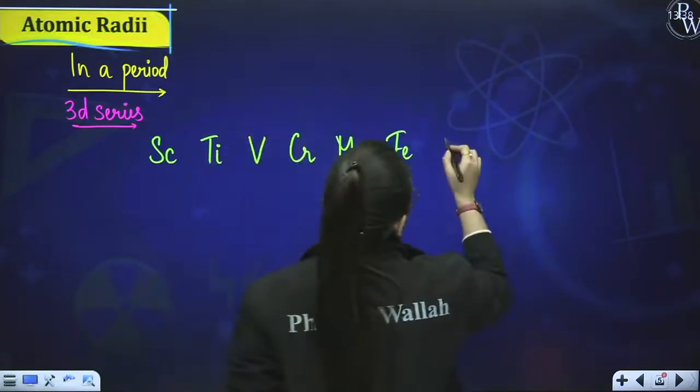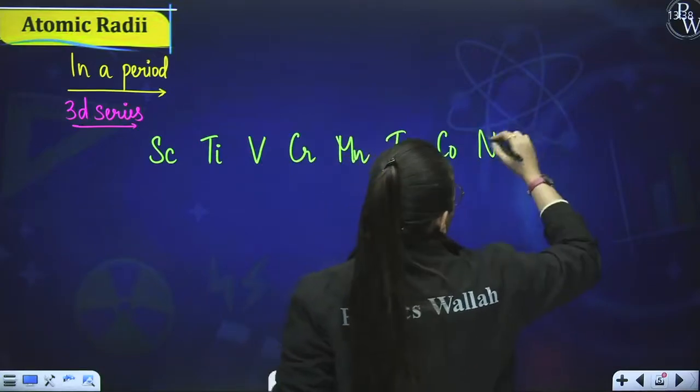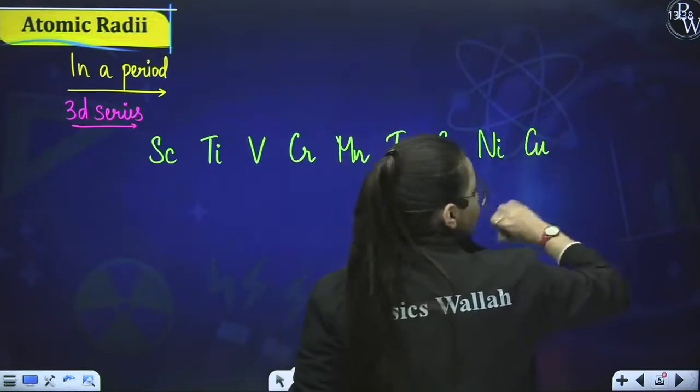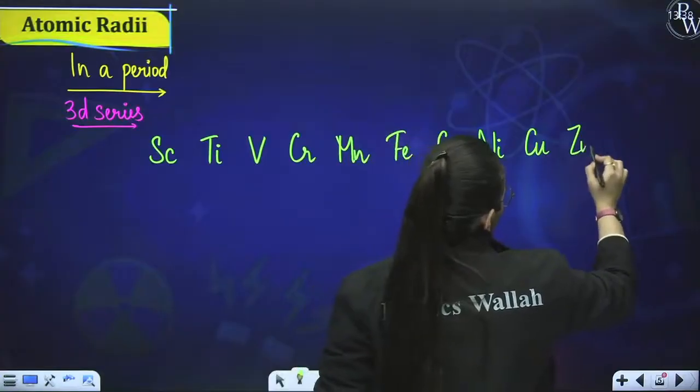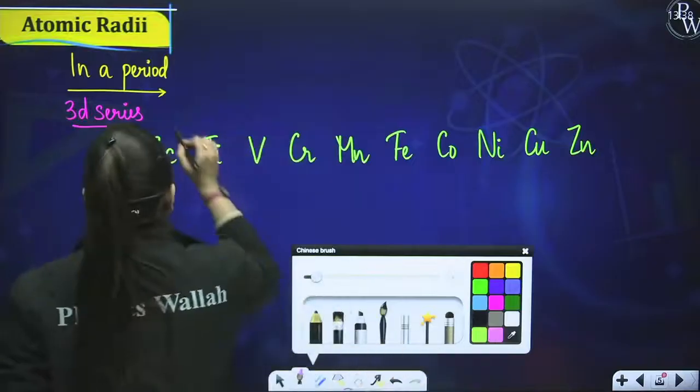Faith, confidence, cobalt and nickel. And then was comfort, that is Cu, copper. Zone, that is zinc. I am writing the short trick over here. If you have not written in the previous lecture, you can write.